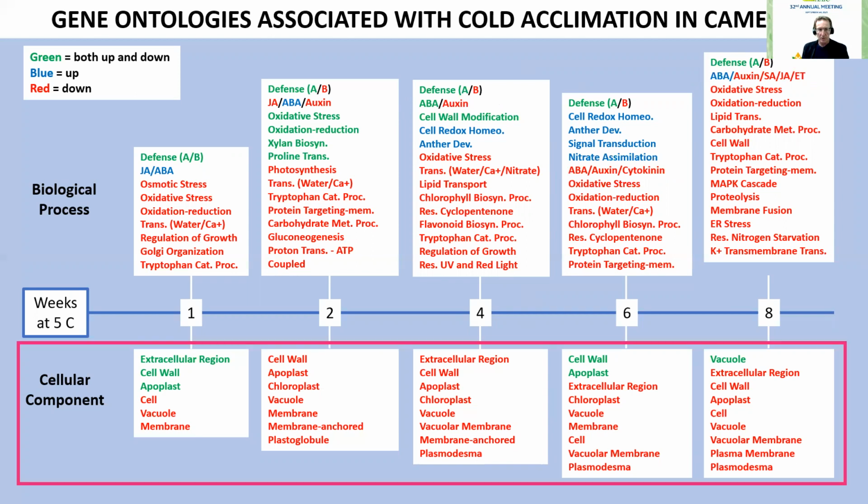Based on the GO for cellular component across the bottom of the figure, it appears that these processes impact extracellular regions, cell walls, apoplast, chloroplast, vacuoles, membranes, and plasmodesmata.